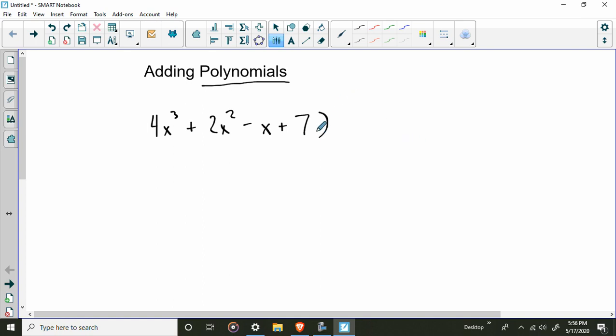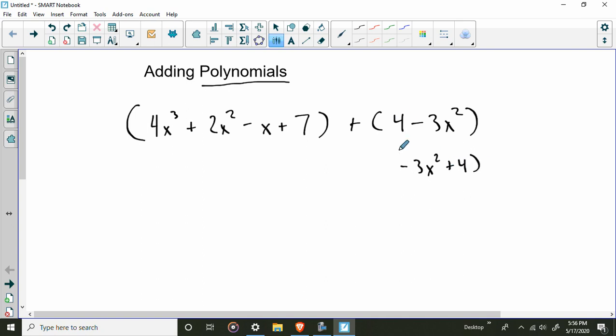Okay. And to that, I'm going to add 4 minus 3x squared. Okay. Well, first of all, this is not in standard form. Let's rewrite this in standard form. What's my highest exponent? X squared. Make sure you bring that negative sign with you. Okay. The 4 is going to go to the back.